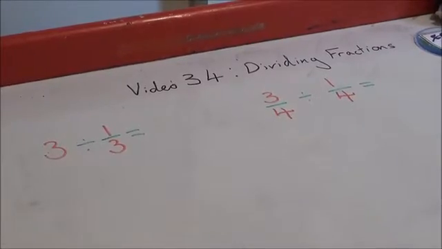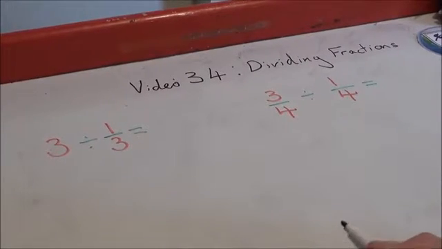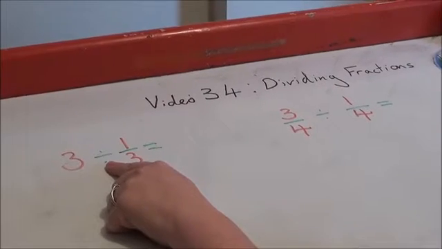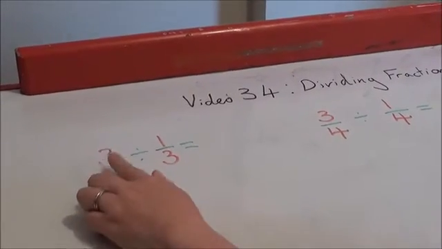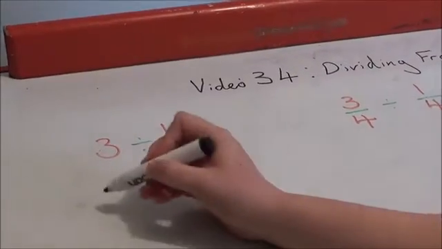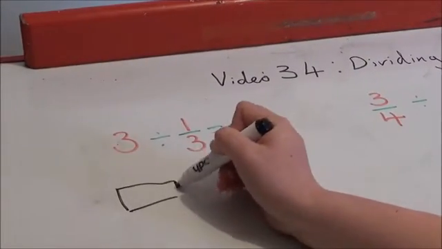Video 34, dividing fractions. We've talked about this symbol here, meaning that we were going to put things into groups. We were grouping amounts. So here I've got 3 divided by 1/3 is the same as... So I'm going to draw it out for you. I've got 3 wholes.